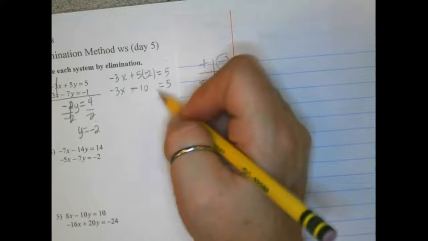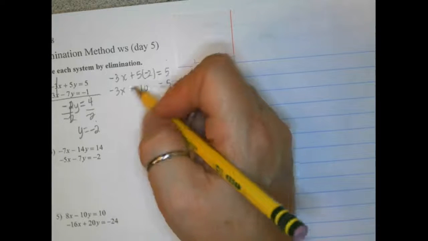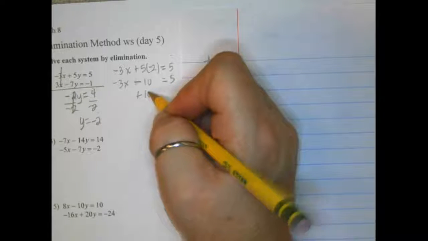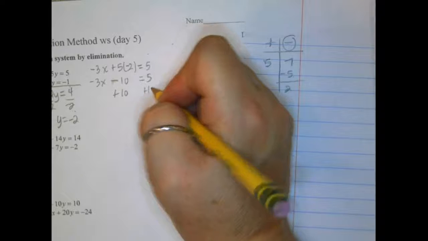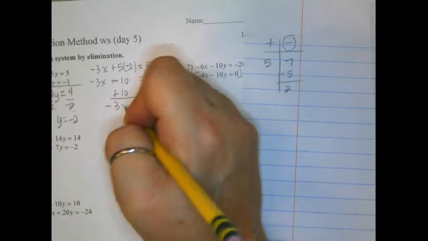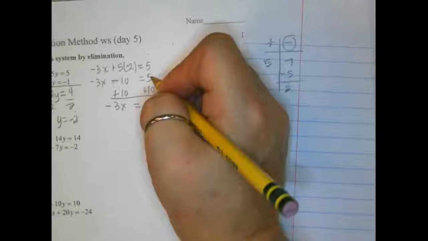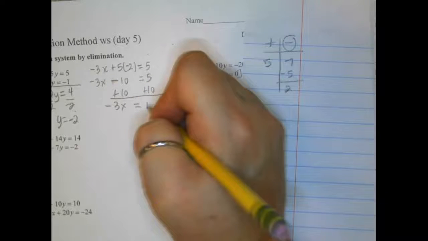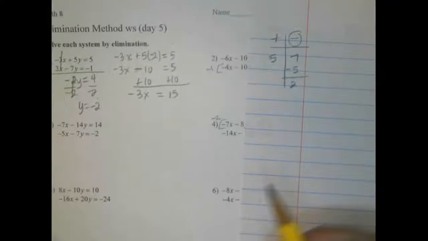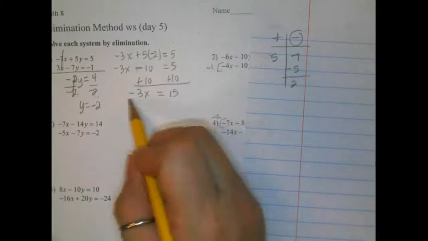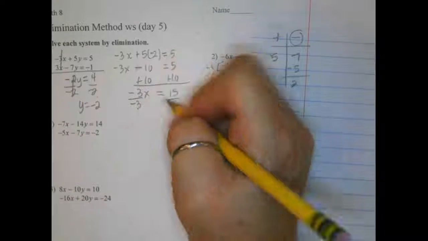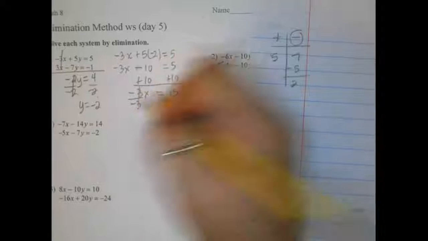And then I can go ahead and keep moving it, right? So I want to isolate this x. By moving my 10, I'm going to add the opposite to both sides. So now I have a -3x that is equal to 15, correct? Last step is to do what? Divide both sides by -3. So what does x equal?